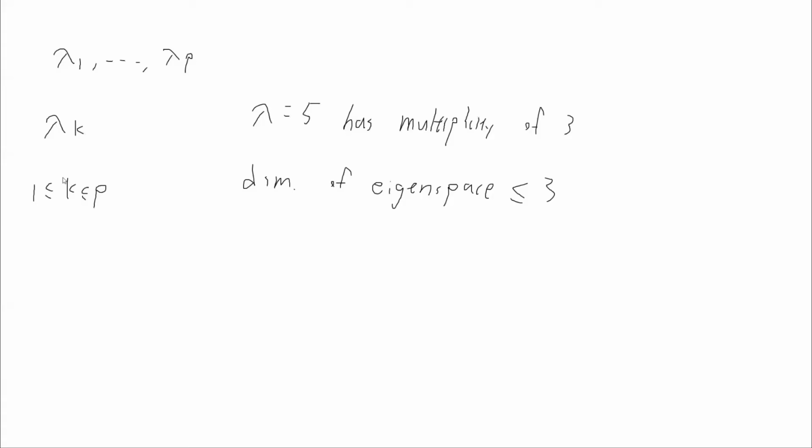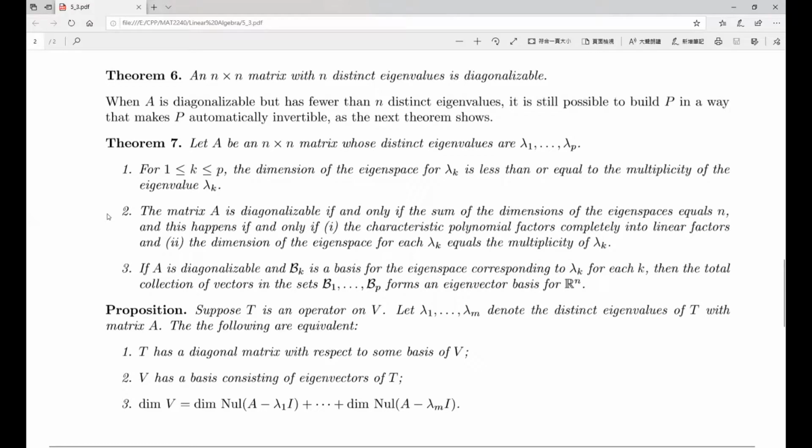All right, let's look at the second one. The matrix A is diagonalizable if and only if the sum of the dimensions of the eigenspaces equals n. And this happens if and only if, first, the characteristic polynomial factors completely into linear factors, and second, the dimension of the eigenspace for each lambda k equals the multiplicity of lambda k.